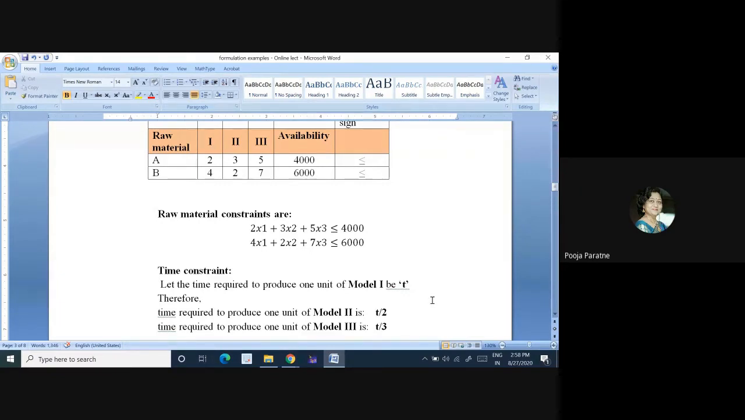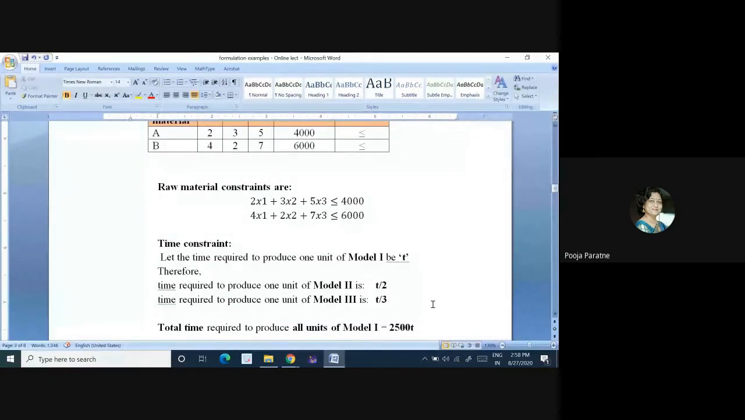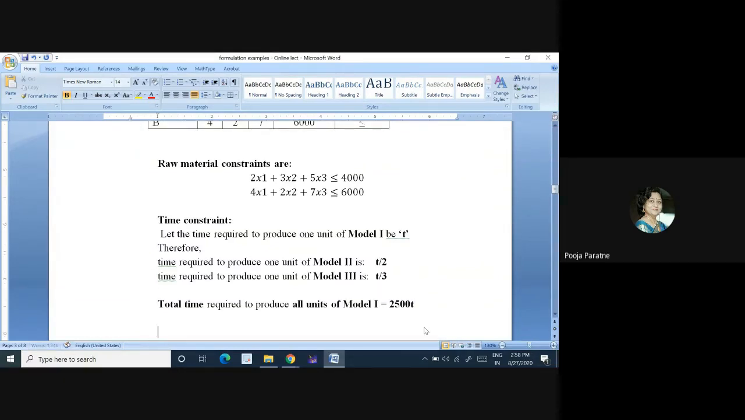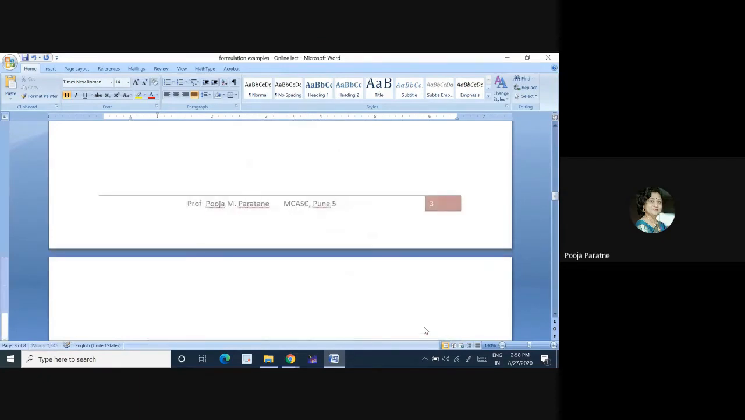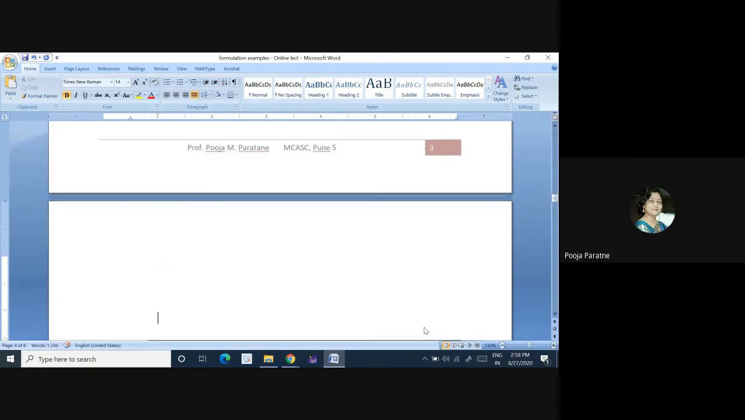So now what is the total time? They have said in the example that if the total time is dedicated to model 1, then 2500 units are to be produced. So for 1 unit, if it requires t time, then for 2500 units it requires 2500 into t. It means that the total time available is 2500 t. Now using this information, let us define the time constraint.